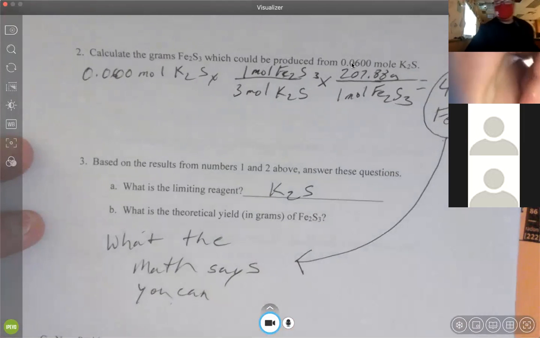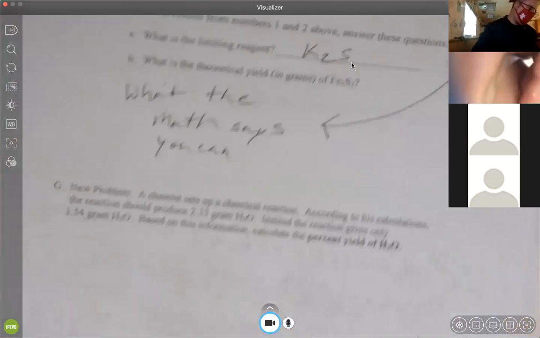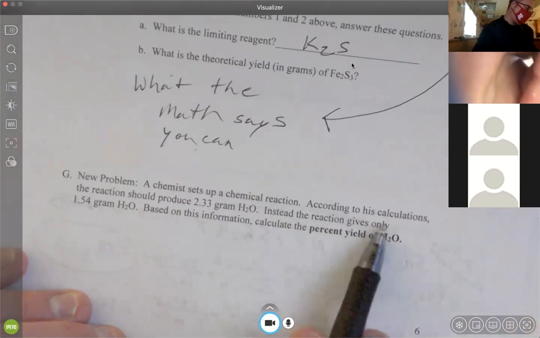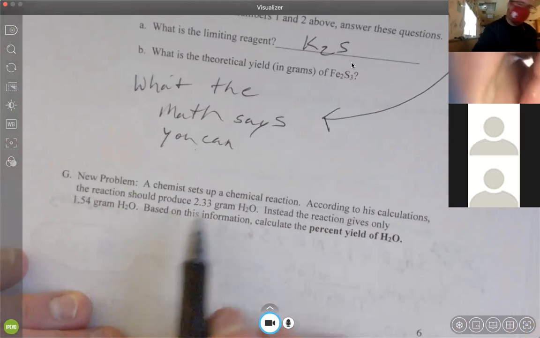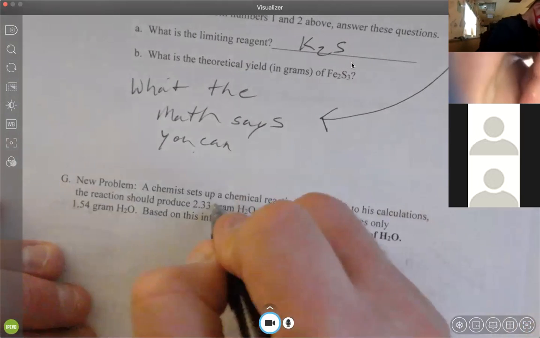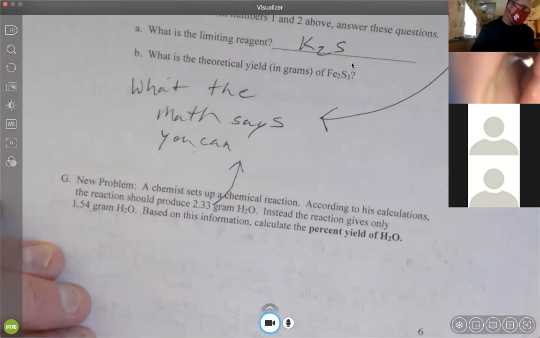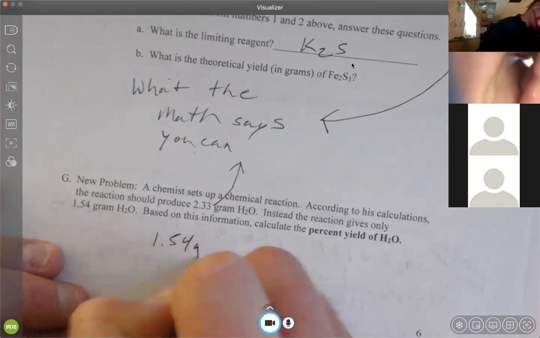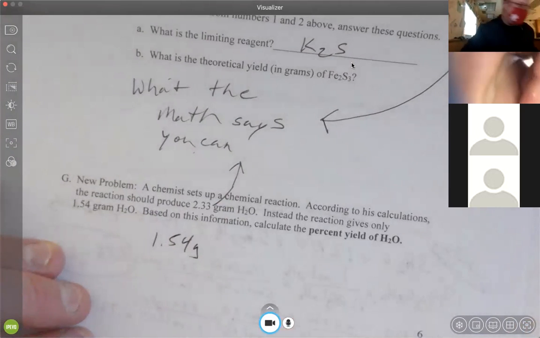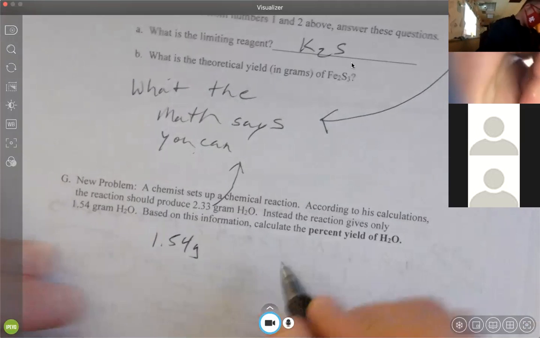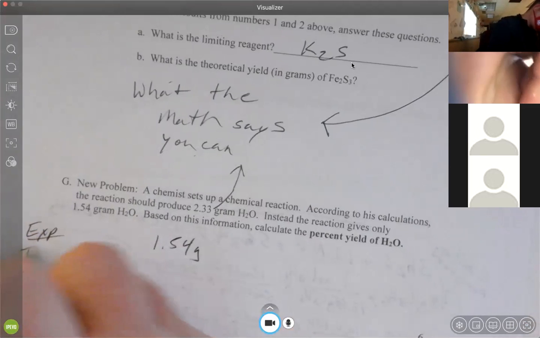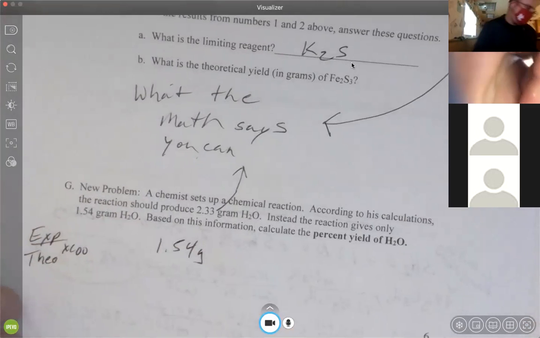Sometimes you don't get that though. So if we take a look down here, a chemist sets up a chemical reaction. According to his calculations, the reaction should produce 2.33. So that's his theoretical. Instead, he gets in the laboratory, and we're going to see this tomorrow as some people get into the laboratory. Instead, he only makes this amount. So you take the experimental, divide it by the theoretical, and times it by 100, and that gives you what you call your percent yield.